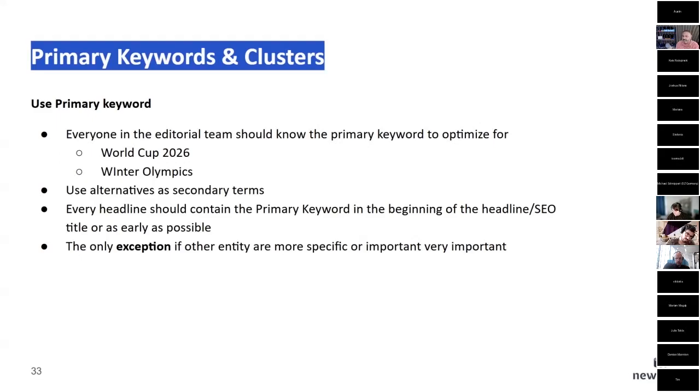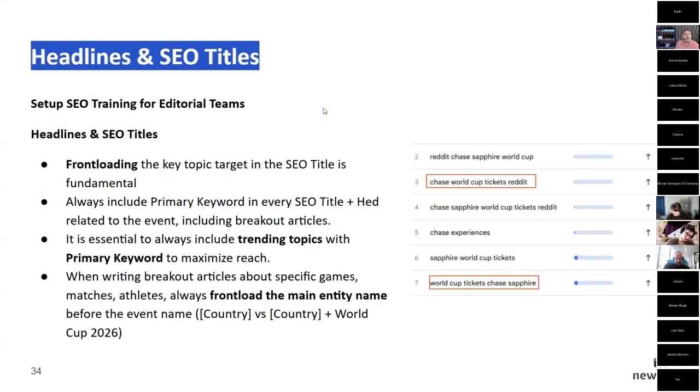It depends which entity is more important. Winter Olympics is very important, or the sport's name in the Winter Olympics is very important. So this is tip number 1. Everyone needs to know what the primary term is. Everyone needs to understand how to optimize their headlines in a very easy way, right?